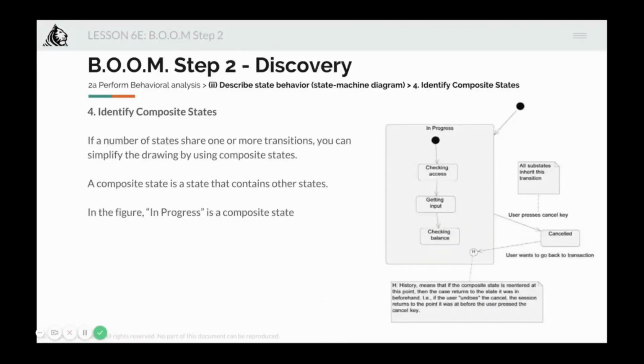Now, an important thing here is identifying composite states, right? If a number of states share one or more transitions, you can simplify the drawing by using composite states. For example, in progress is a composite state because in progress means that there are a lot of things happening internally, right? So you have abstracted everything out. In progress basically means the access is being checked, you're getting the input, you're checking the balance, and then finally you are either canceling it or you're doing something else.